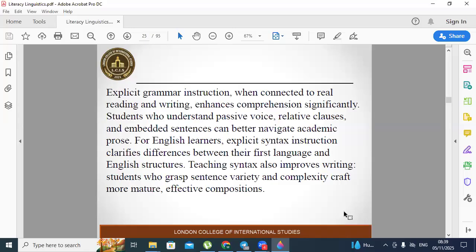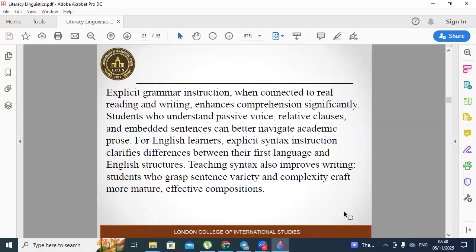For example, teaching students about passive voice isn't just about identifying it: "The ball was thrown by the boy." It's about understanding why authors choose passive voice, often to emphasize the action or result rather than the actor, or to avoid naming who's responsible. "Mistakes were made" is really different from "I made mistakes."